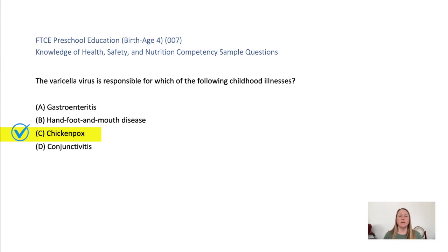The correct answer is C. Chickenpox occurs as a result of the varicella virus. Chickenpox involves red, itchy spots accompanied by fever and flu-like symptoms.